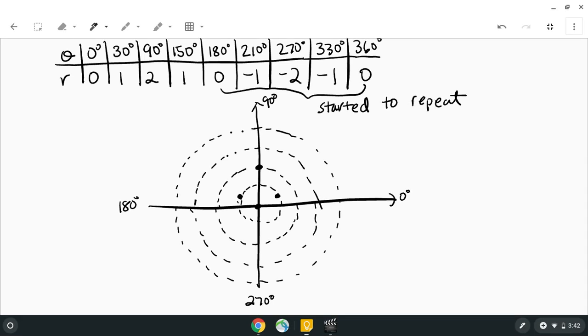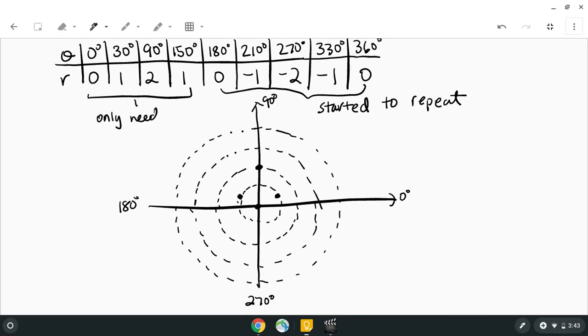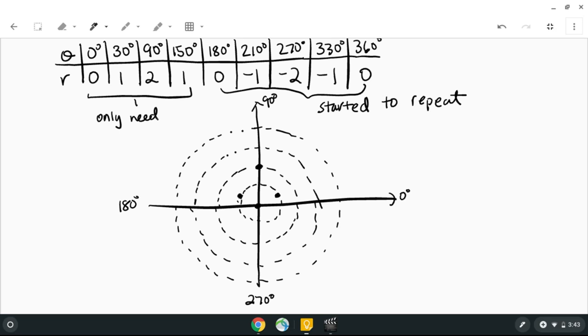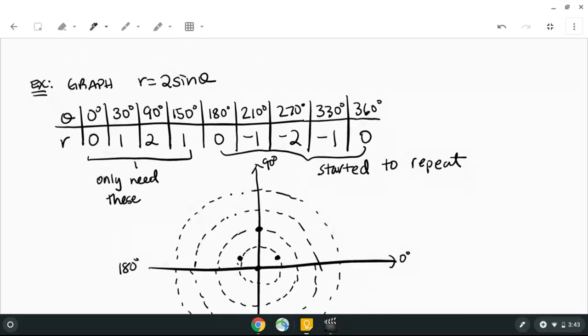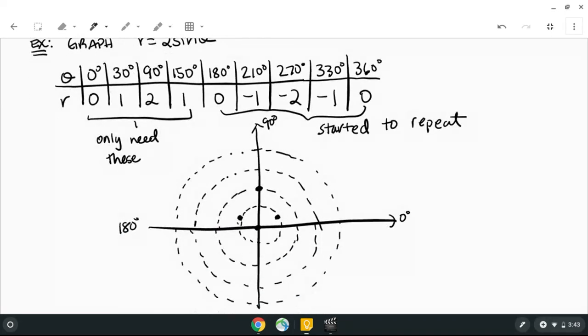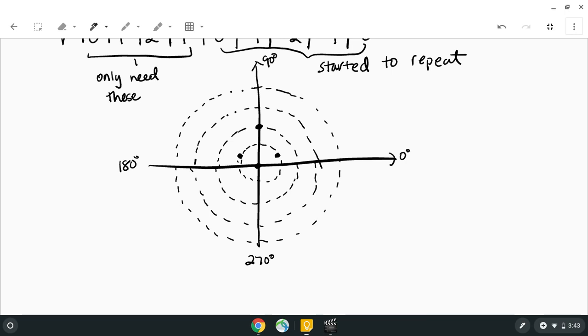Okay, so when you make your table, you could actually just use these to come up with your graph. It will kind of let you know where your circle is because we are graphing a circle, right? So this one is a circle. And so we see that our circle is going to be the one that lies in quadrants 1 and 2. So it looks like this.